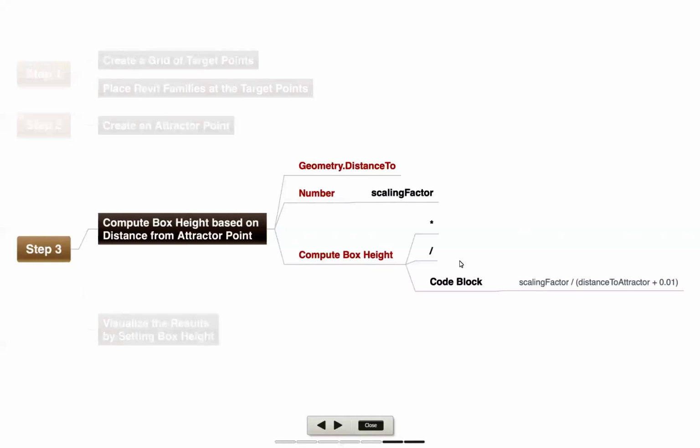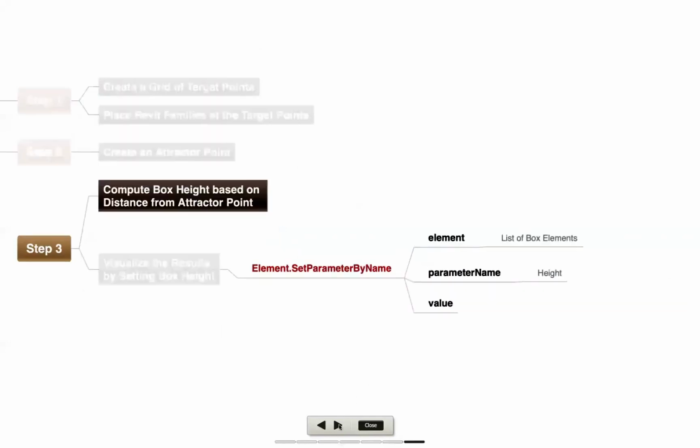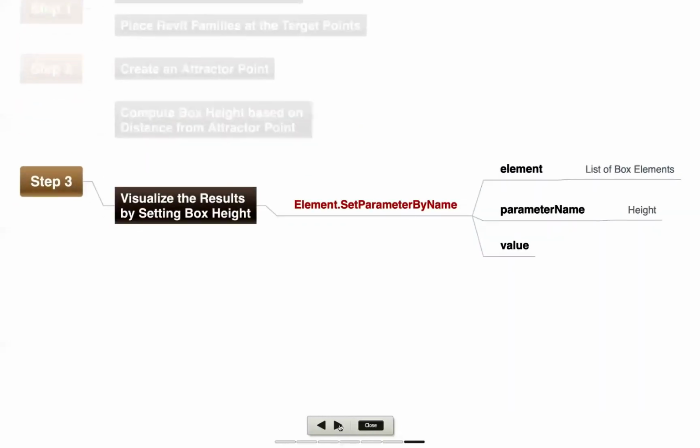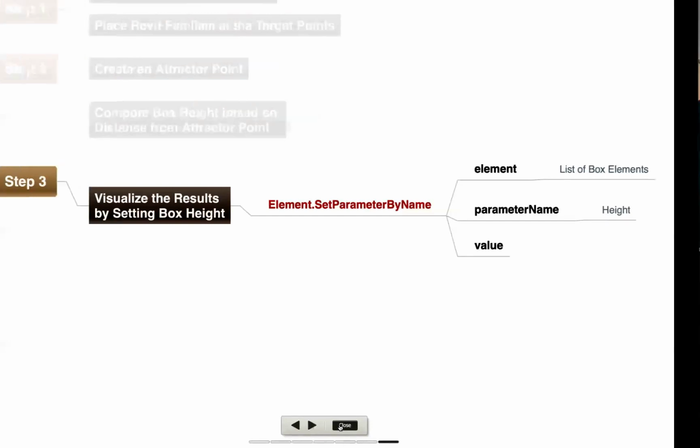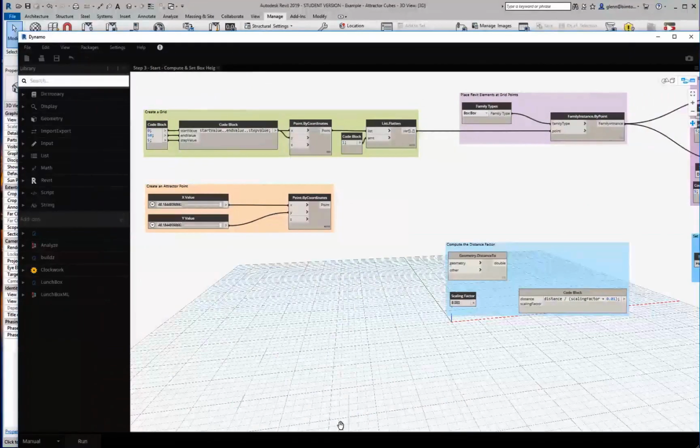Once we've computed that height, we're going to use those values with element set parameter by name. We'll take that list of the box elements and set the height parameters to that list of values we've computed. So it's very similar to what we did in the Dynamo geometry. Let's see how it's implemented here.